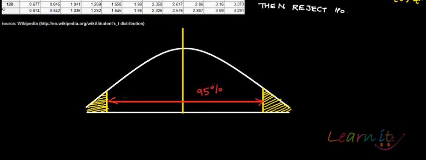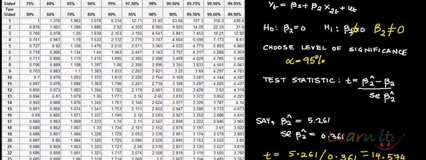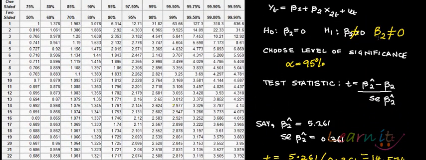This complete area from here to here is 95%. This area is 2.5%. This area is 2.5%. So in case the calculated value of t lies anywhere in these two areas, you will reject the null hypothesis and you will go along with the alternative hypothesis that beta 2 is not equal to 0.